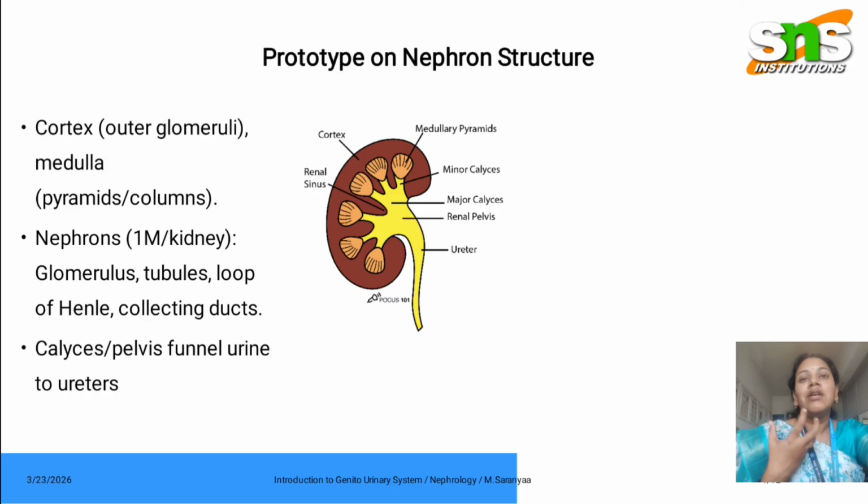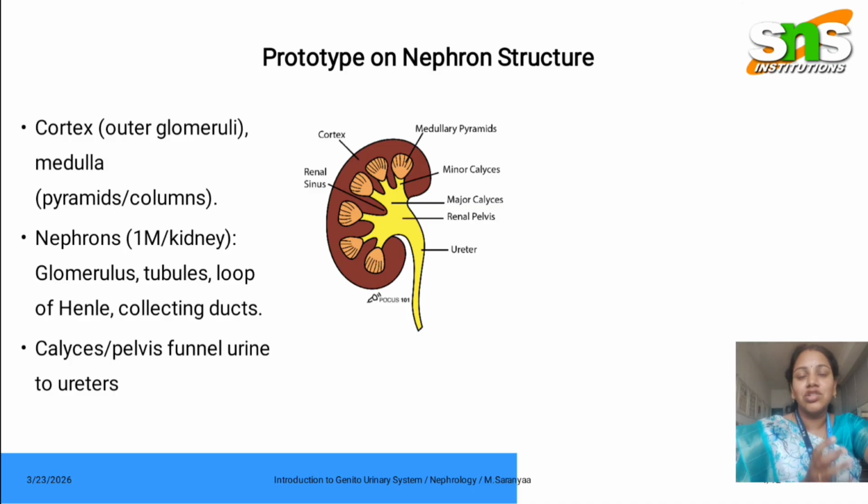So what could be the interior or microscopic structure of a kidney? The nephron is called the functional unit of the kidney. The kidney has two major layers, the cortex layer and the medulla layer. The cortex is the outer layer containing the glomeruli, and the medulla is the center part of the kidney where the pyramids and columns are present. About 1 million nephrons are present in each kidney, and the parts of the nephron are the glomerulus, tubules, loop of Henle and collecting duct.